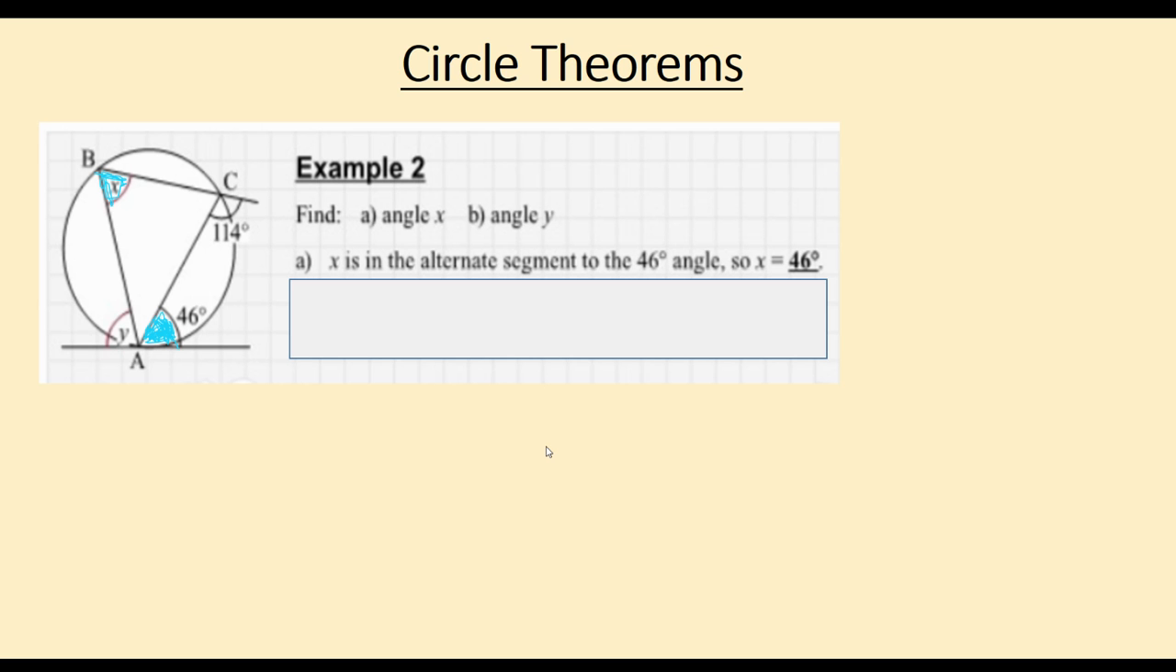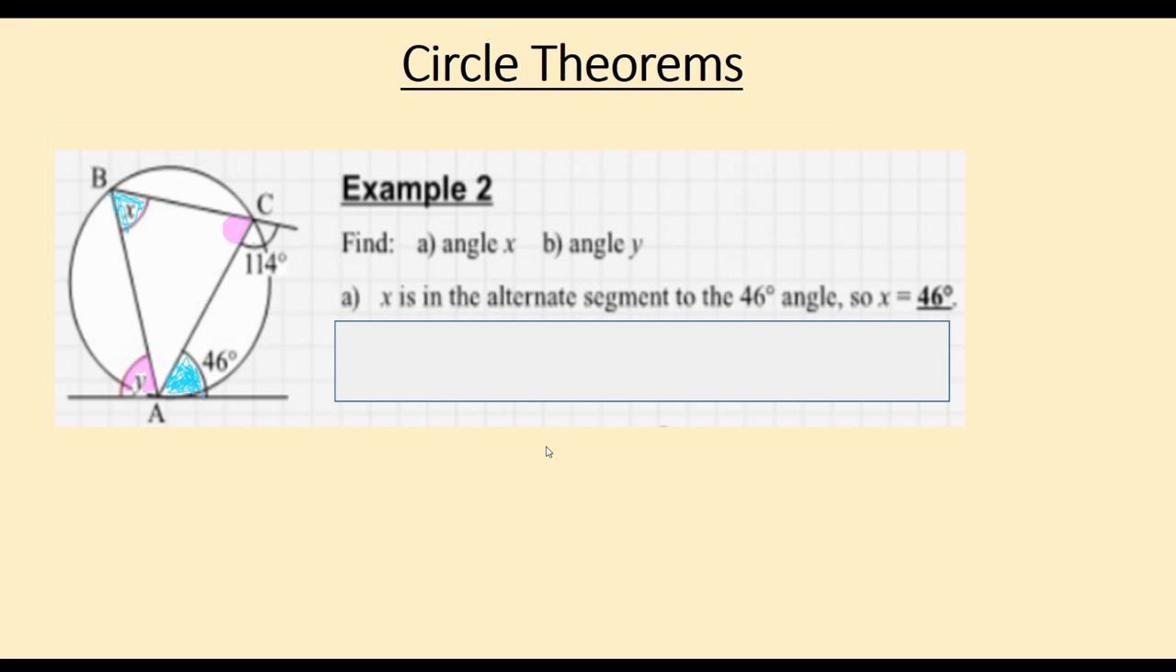Okay, part B, it wants us to find angle Y. So we need to think about where angle Y is and what's useful at that point. Hopefully you can see angle Y is the pink one down the bottom. And by the alternate segment theorem, the pink one up here, at the point C, is its alternate angle. So Y and the one at the top here, the two pink ones, are going to be equal. So we need to use the information that we've got in the diagram to help us work out that missing pink angle at the top.